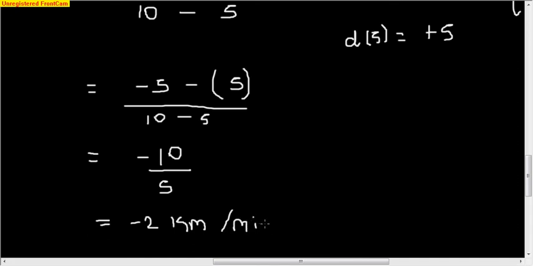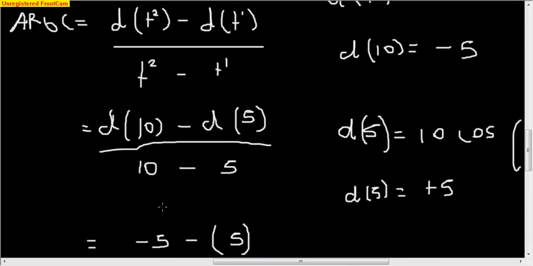So this just means that Bob is slowing down at this point in the graph, and probably this is where the cosine graph itself is decreasing. Now this is how you find out the AROC.